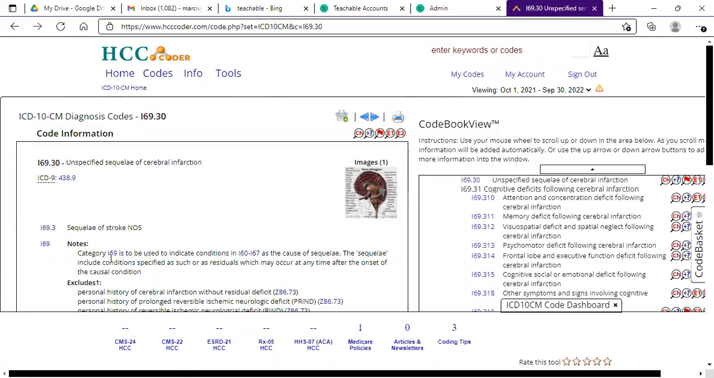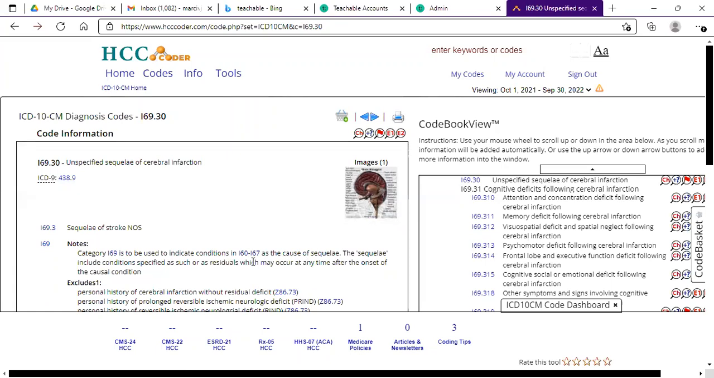Category I69 is to be used to indicate conditions in I60 through I67 as the cause of sequela. And as we know, the stroke is I63.9, which falls in this category of I60 through I67.